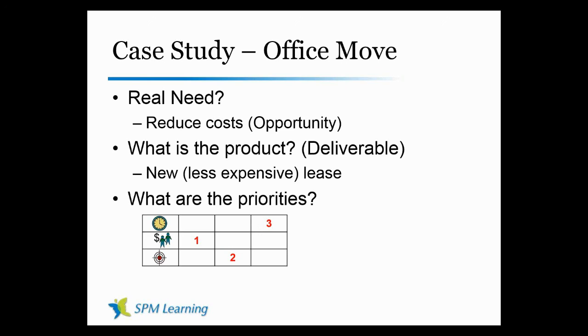Okay. The what, or the deliverable, is a new lease. Notice I put in brackets there, the less expensive. So we've been tasked with moving office. How do we say that job is done? Well, we've got a signed lease. The important thing here is that the lease needs to be less expensive.